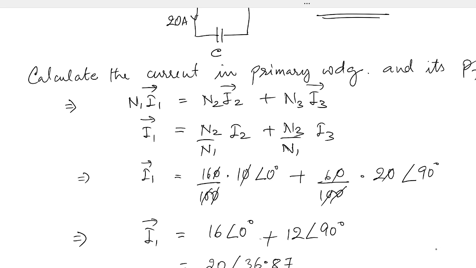This is simple. One current is 16 and another current is 12. They are separated by 90 degrees. So the net current will be here, something like this. Total I1 will be the square root of 16 square plus 12 square, and from here you can find the angle phi. So I1 is 20, and the power factor of the source will be cos of 36.87, that is 0.8 leading.